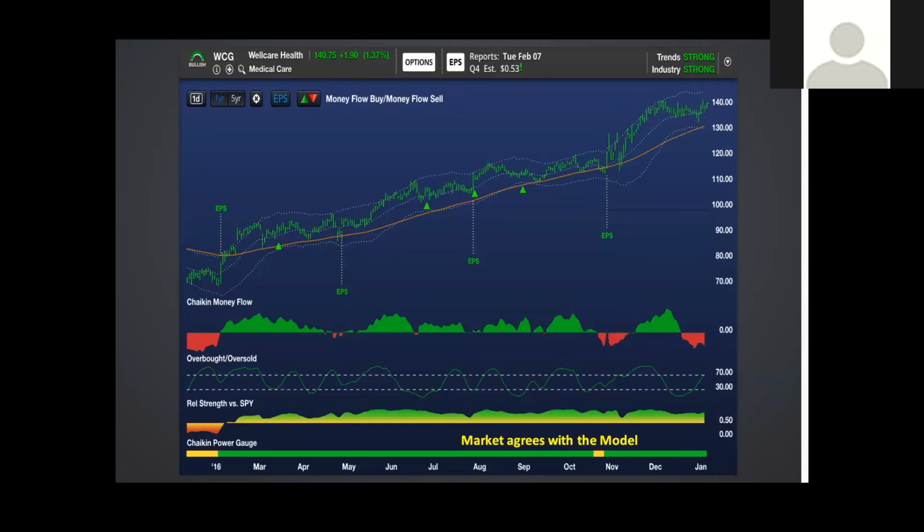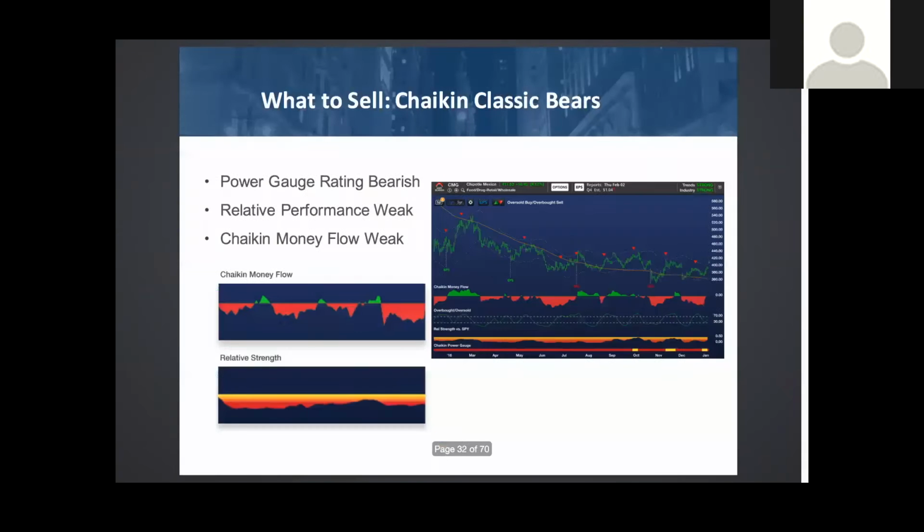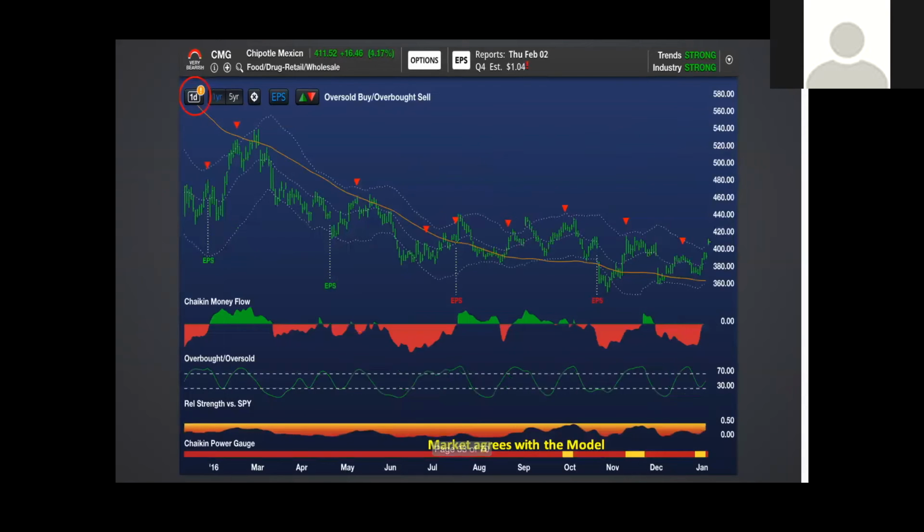We show you when the next earnings date is, which is very important to options traders, and we also tell you whether our earnings alert indicator is bullish or bearish. A bullish indicator means the stock is likely to report a positive earnings surprise. So when we look at classic bears, we're going to bring Tony in a minute. Turn that on its head. Power gauge rating is bearish, stock is underperforming the market, and Chaikin money flow is red, not green, telling you that institutions are selling the stock.